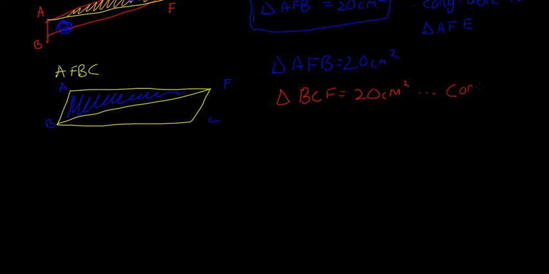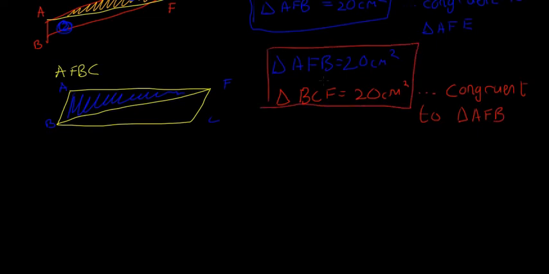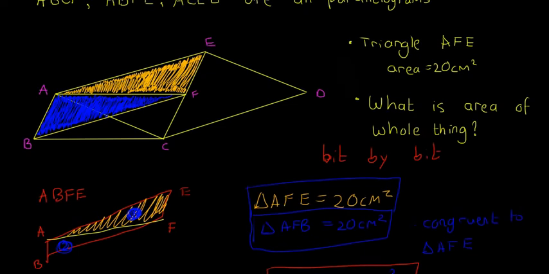Okay, so I'm going to say congruent to the triangle AFB. So now we have our second piece of info here, and I'm going to go up and color that in red. Okay, so now we have these three bits here. Each of these are 20 centimeters squared, all the shaded bits, so AEF, ABF, and then BFC. So this is 60 centimeters squared, and now we need to find out what this shaded region here, ECD, is.